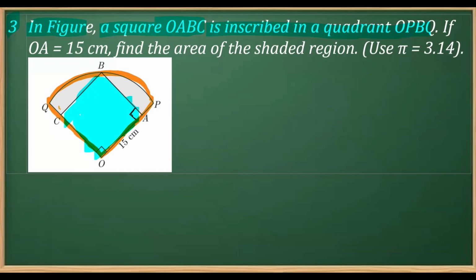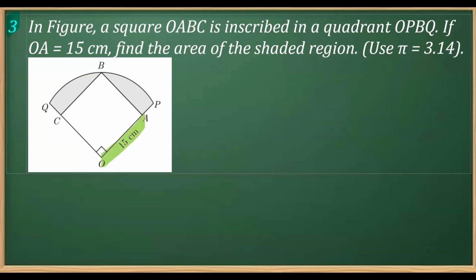And further we are given the length of OA. This is OA, that's the side of the square, and it is 15. We have to find the area of the shaded region. So the area of the shaded region, if I show you, has to be this.